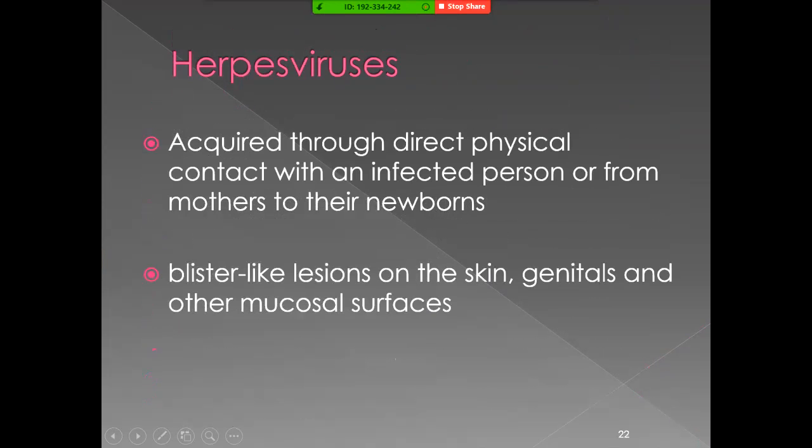All right, so moving on, herpes viruses. They're acquired through direct physical contact with an infected person or from mothers to their newborns, and they usually have repeated blister-like lesions on the skin, genitals, and other mucosal surfaces.